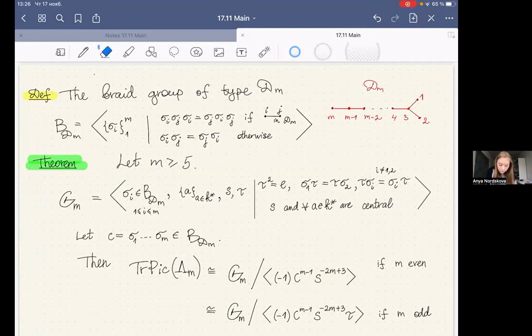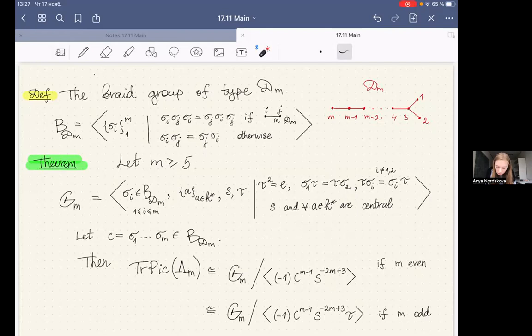Okay, so now let me define the following group G_M by generators and relations. I have a subgroup isomorphic to this braid group inside, and I have a multiplicative group of the field inside. And I also have two more generators, S and tau. When I write it like this, I mean that these generators already satisfy the relations in the braid group and in the multiplicative group of the field, respectively. I don't write these relations here again. I just assume that they are satisfied.